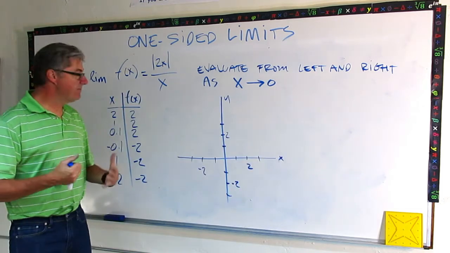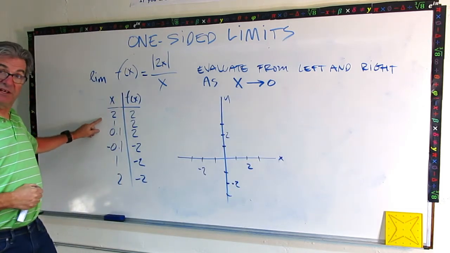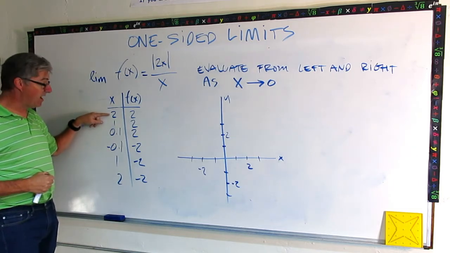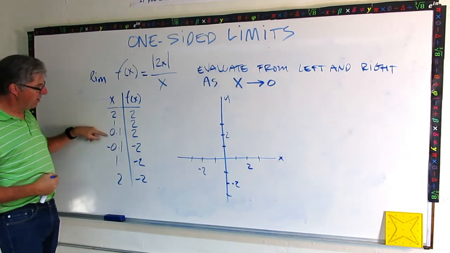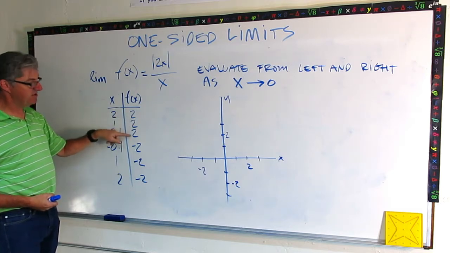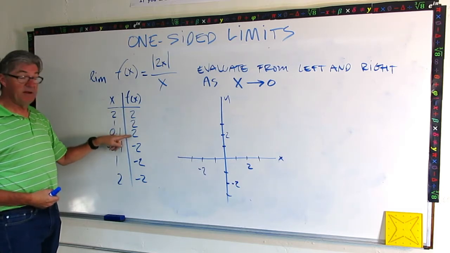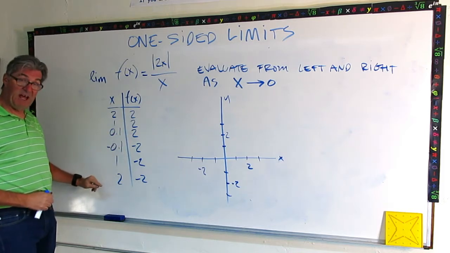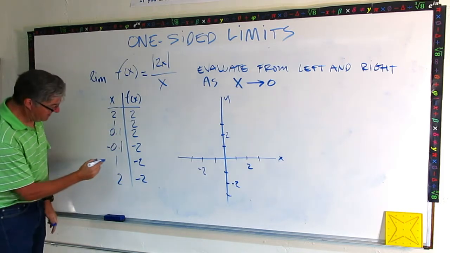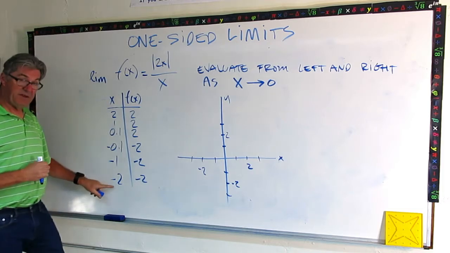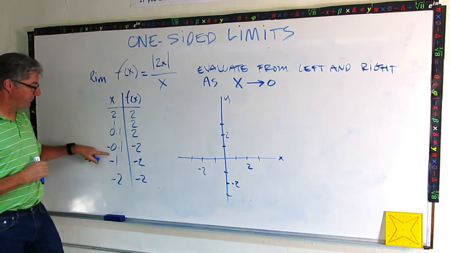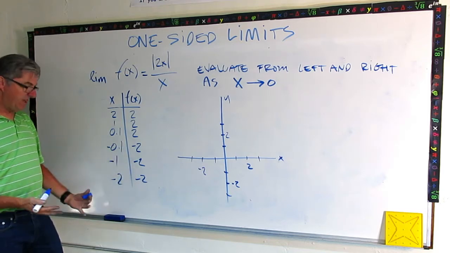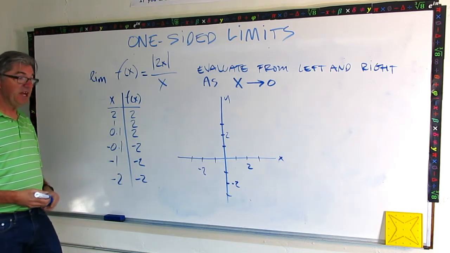Okay, so I made my t-chart with my function and plugged in some values. As I get closer and closer to 0 from the right, from 1 to 0.1, f of x stays at 2. So that's telling me that my limit is most likely 2 here. Now, as I approach from the left, from negative 2, negative 1, negative 0.1, the function gives us negative 2, negative 2, negative 2. So that looks like my limit from the left is negative 2.